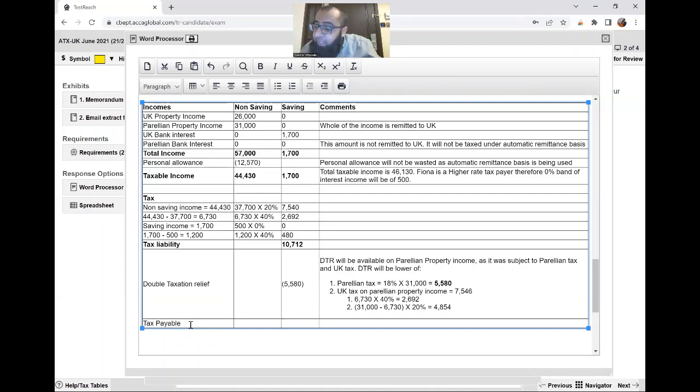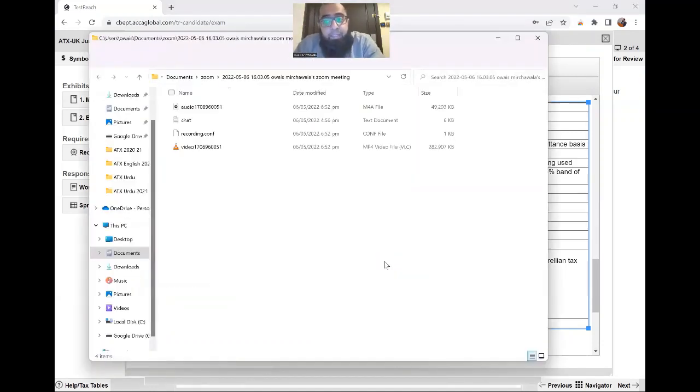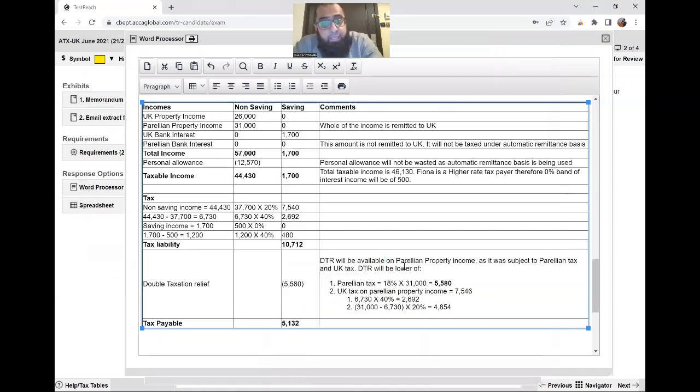10,712 minus 5,580. So the final tax will be 5,132. Now, we had to calculate the double taxation relief. The DTR will be available on Parilian property income because it was taxed in Parilia and it was taxed in the UK also. The double taxation relief will be the lower of two things: one is UK tax and the other one is Parilian tax.